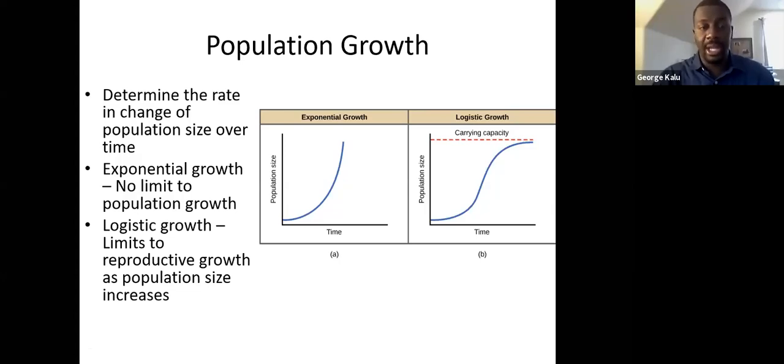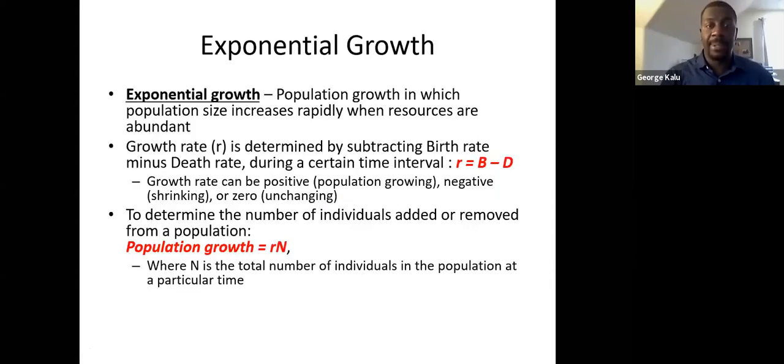And so we're going to take a look at those 2 different characteristics or different types of population growth. And we're going to start with exponential growth. Exponential growth is basically, like we said, growth where the population size increases very rapidly whenever you have resources that are abundant.